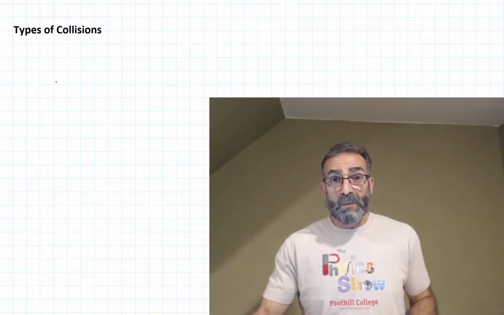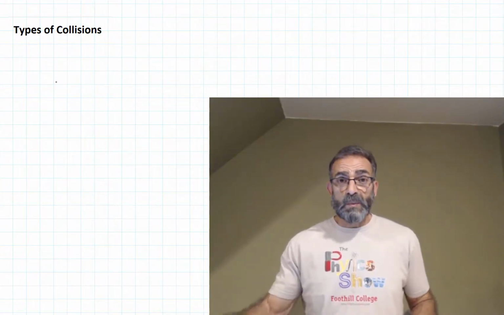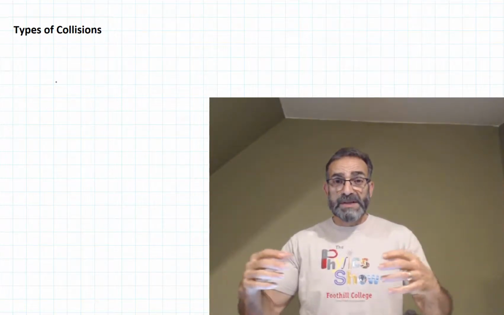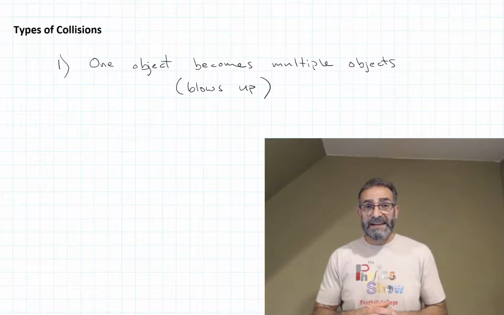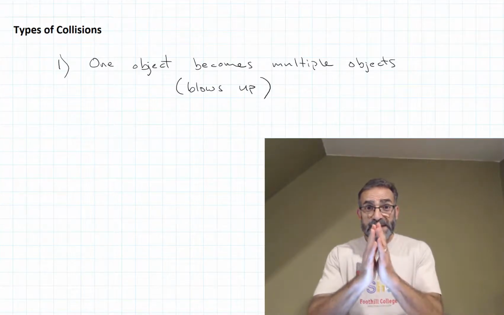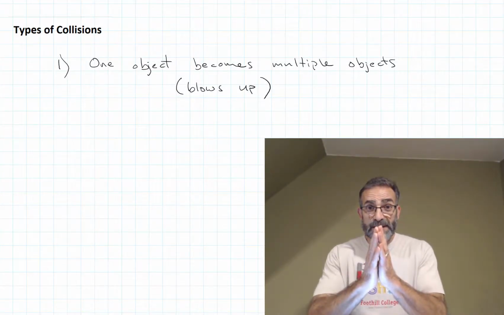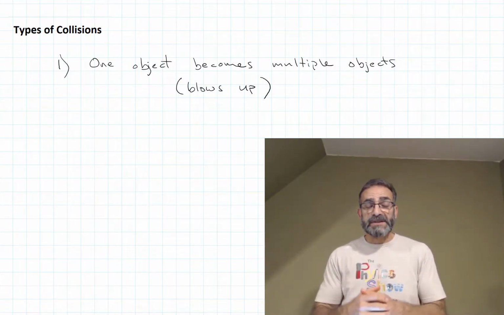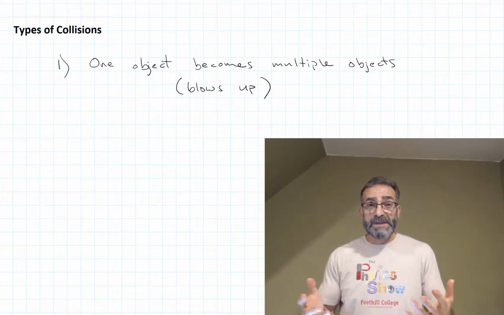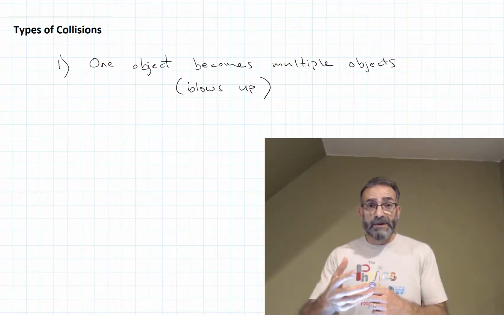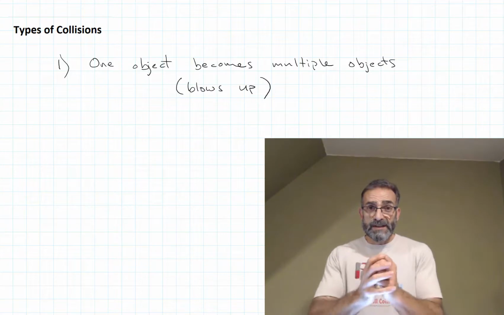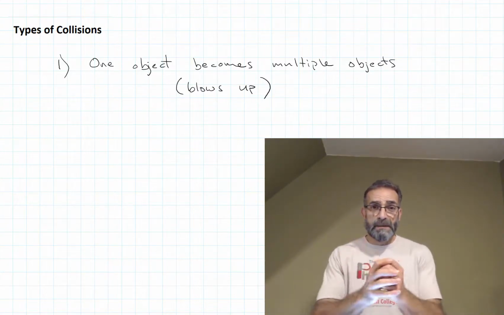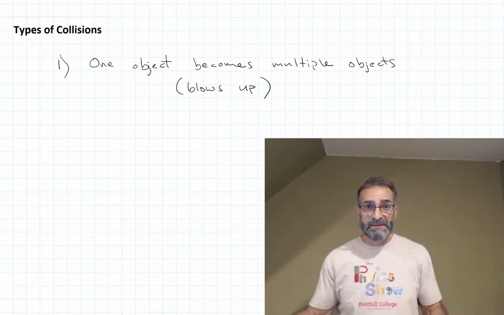In physics, one type of collision is when one object becomes multiple objects. In other words, it blows up. An example of this could be two ice skaters standing pressed up next to each other on center ice, and then they push off each other and they move in opposite directions. Or an explosive, where the gunpowder or whatever it is goes off and causes pieces to fly out in different directions. One object becoming multiple objects.